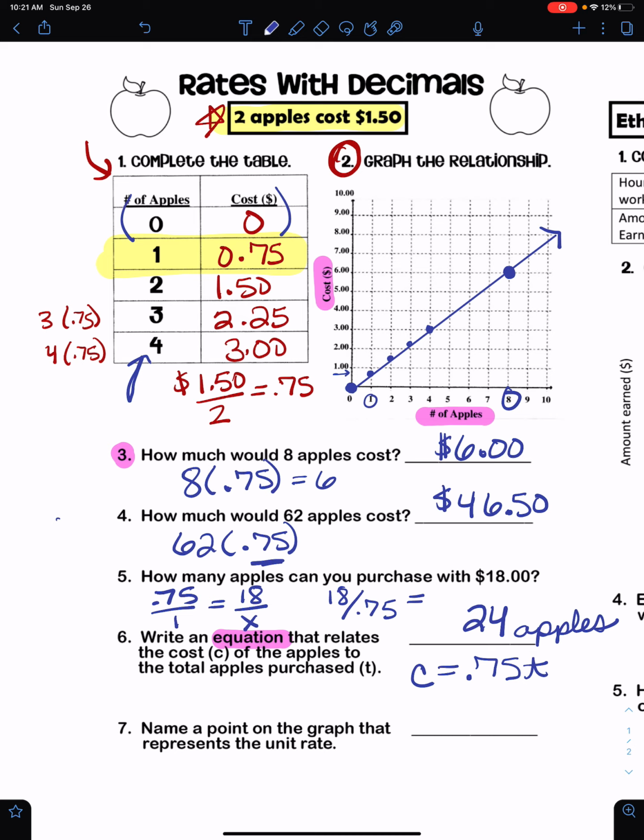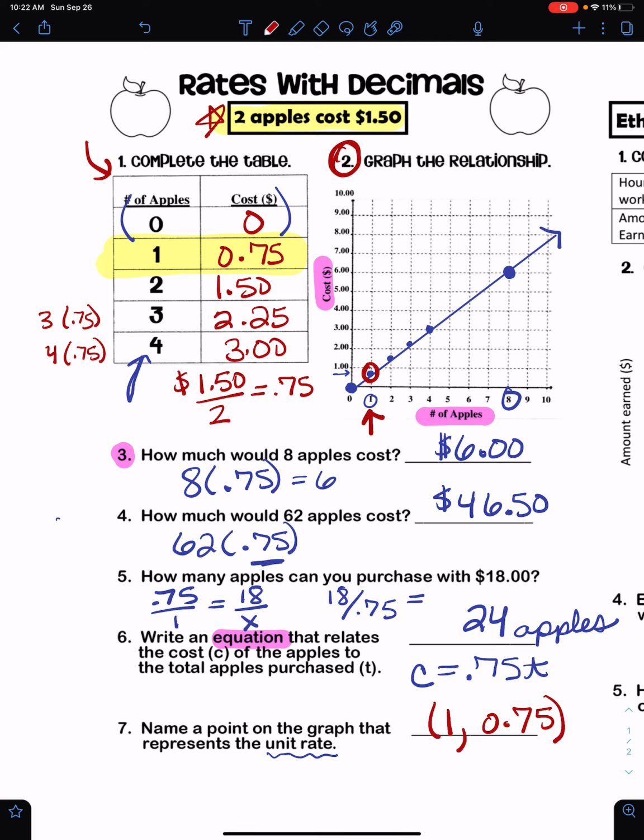And then lastly, name a point on the graph that represents the unit rate. Remember, the unit rate, I thought that was the highlighter. The unit rate means how much for one apple. So we're going to go on our graph over here and we're going to look where it says 1 apple right here. And this is going to be the point where we have 1 apple for 75 cents, and that's the point (1, 0.75).